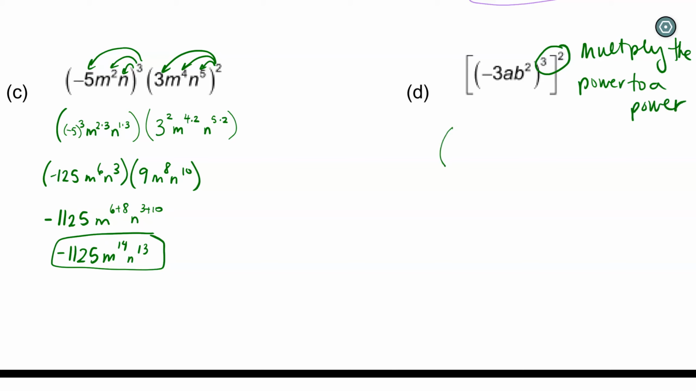So let me rewrite this. So I have negative 3a times b squared to the 6th power. And then it's just distribute the exponent to every single term. So I have negative 3 to the 6th power, a to the 6th power, b to the 2 times 6. So negative 3 to the 6th power, that's kind of difficult. I don't know if I would expect you to know that. 3 times 3 is 9, times 3 is 27, times 3 is 81, times 3 is 243, times 3 is 729. Okay. You do need a calculator for that one.